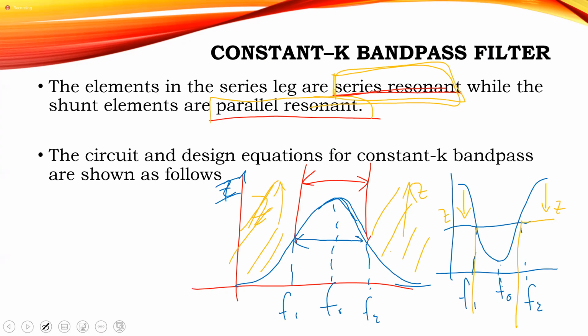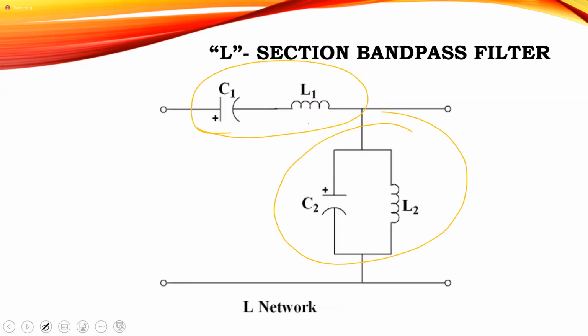Series, high impedance, so it's in series. And for the parallel resonant, low impedance, so we put it in parallel. So this is the low impedance to the unwanted frequency. This is high impedance to the unwanted frequency.